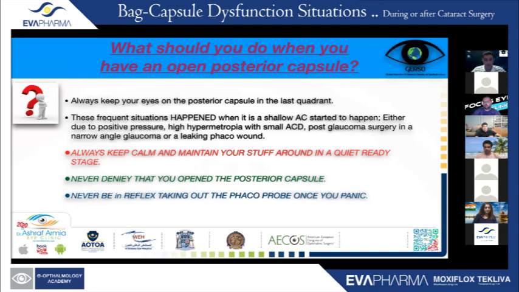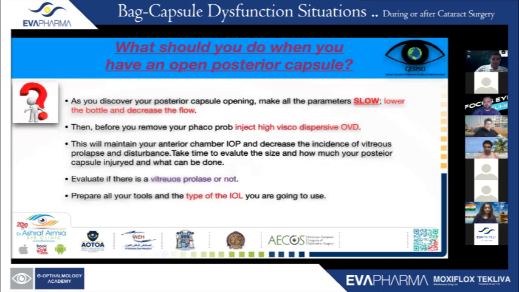on phaco ends. Always keep calm and keep your staff around in a quiet situation. Never deny that you have an open posterior capsule. Never be in the reflex of taking out the phaco probe once you know. As you discover your posterior capsule opening, make all the parameters slow, including the bottle, and decrease the flow.